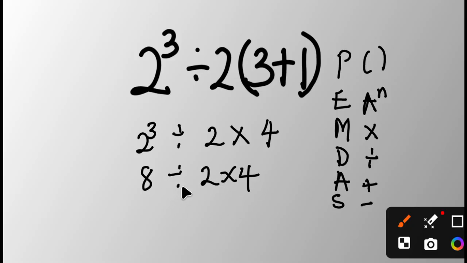Now, division and multiplication have equal priority. Evaluate from left to right. We do division first. 8 divided by 2 is 4. And 4 times 4 equals 16. This is the correct answer to this equation.